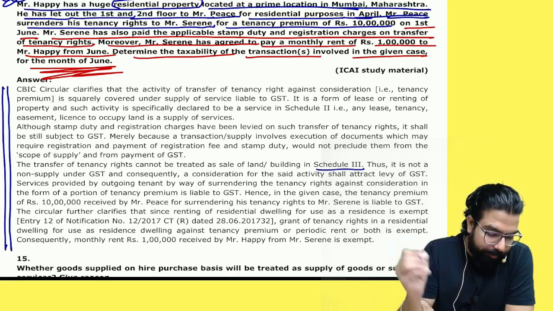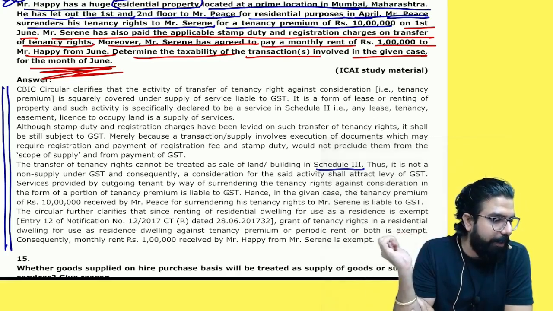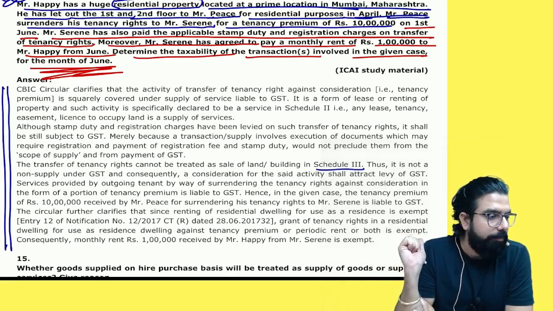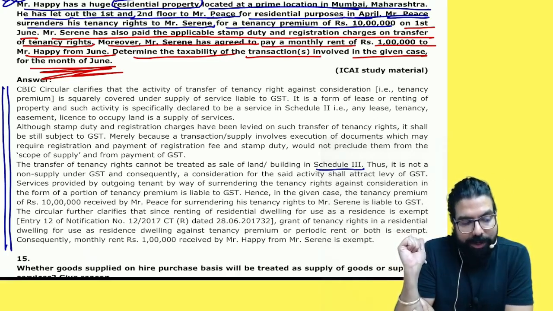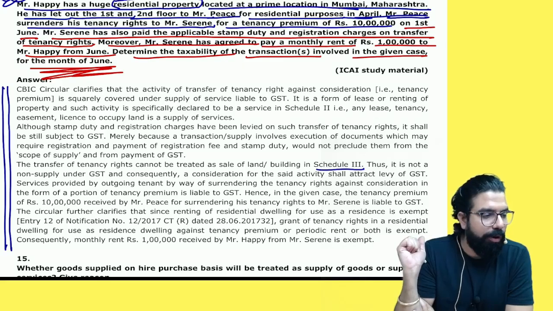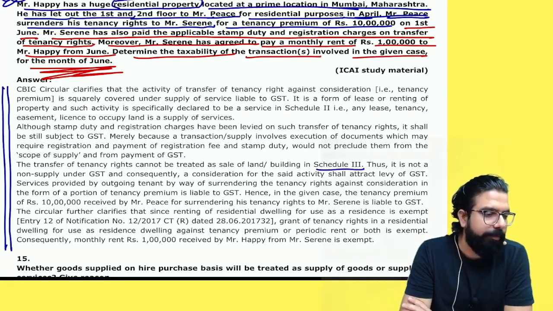Please see. Sir, why monthly rent is exempt? Monthly rent is exempt because giving residential house on rent, government says food, clothing and shelter. Shelter should be GST free and hence GST is not there.